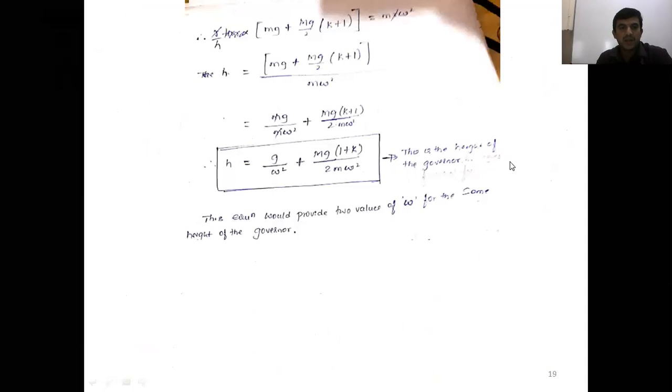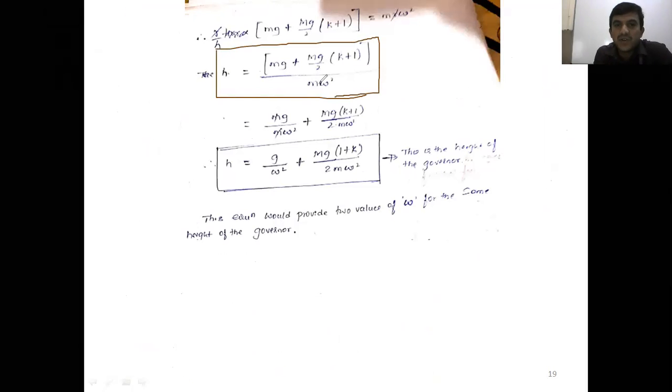Yes, sir. Now substitute tan alpha is equal to r by h, and tan beta by tan alpha is equal to k. Now substitute, then further simplify. Now finally we'll get this. Then our aim is to calculate what? h, the height of the governor.